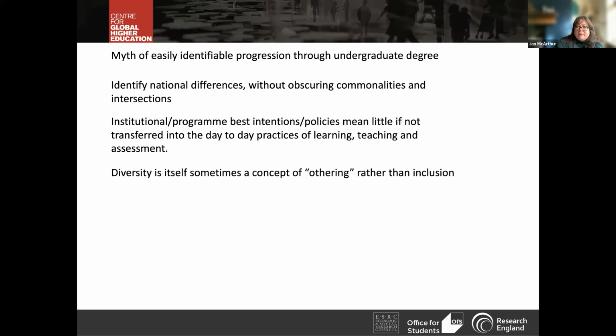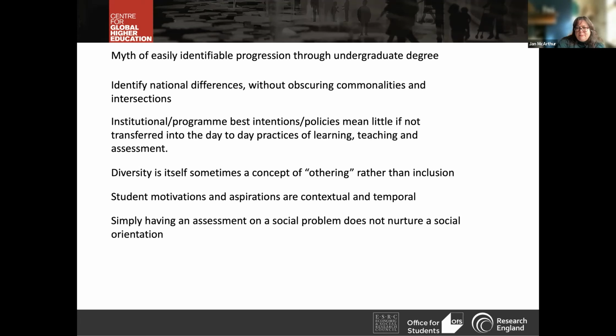Diversity itself is something of an othering concept for some people rather than inclusion. So students would talk about, oh yes, there's Black people. So they would recognize them and recognize the diversity, but in a sense that was really counter to inclusion. Student motivations and aspirations are contextual and temporal. Simply having an assessment on a social problem does not nurture a social orientation. And undergraduate experiences are not easily categorised, but rather they're fluid and interconnecting.